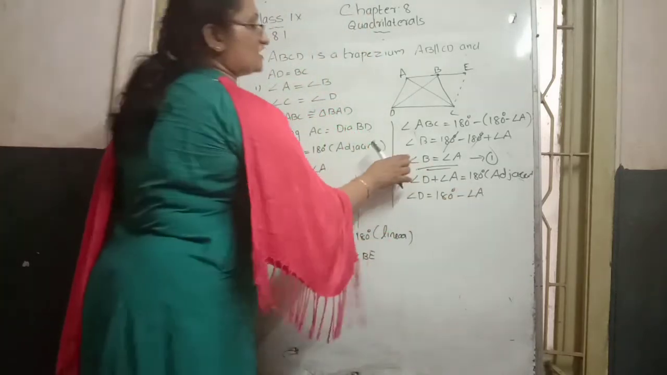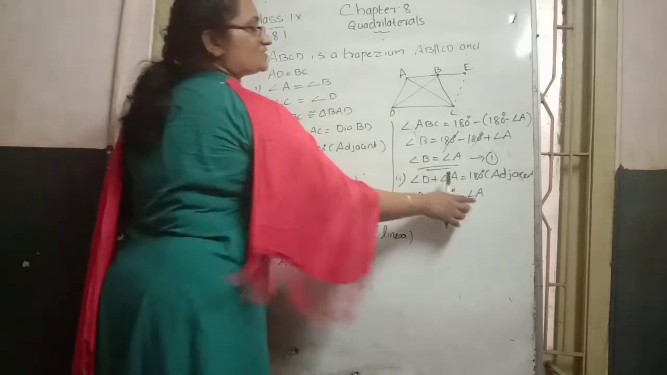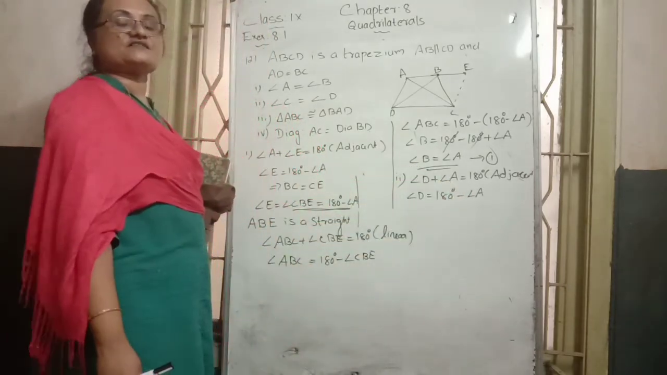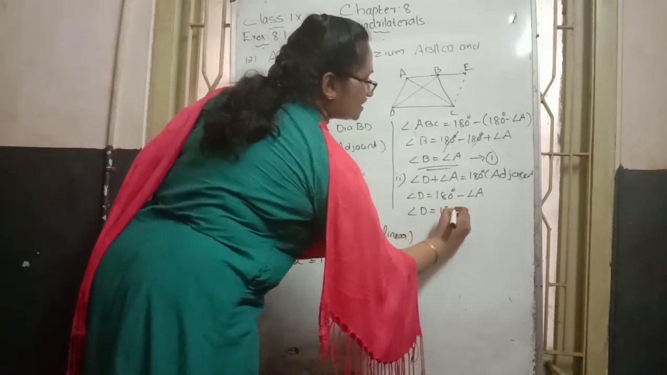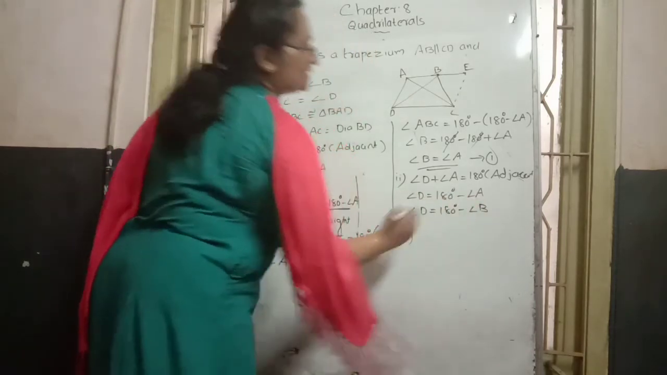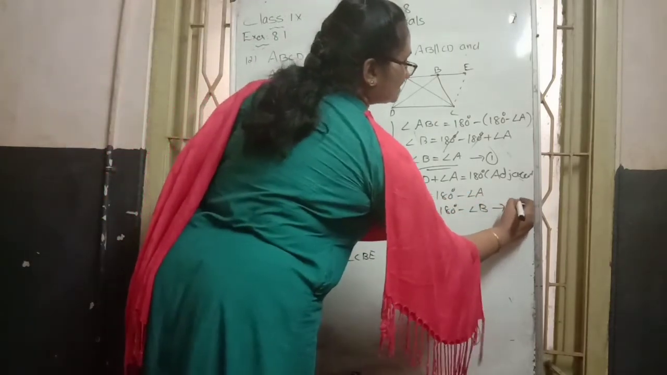Then from the first equation we proved that angle B and angle A are equal. That's why, instead of angle A, we can substitute angle B. So angle D is equal to 180 degrees minus angle B. We can mark it as equation number 2.